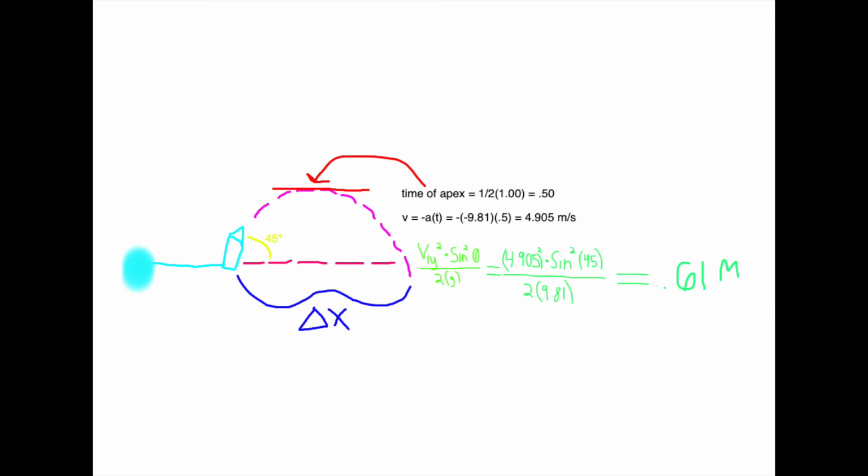Now, to find the maximum height, we just plug that into the equation we found earlier, so it'd be 4.905 squared times sine squared of 45, and all of that over 2 times 9.81, which equals 0.61 meters. It is important to acknowledge that this equation does not account for any air resistance, including updraft or downdraft, which, as mentioned before, will significantly affect the maximum height.